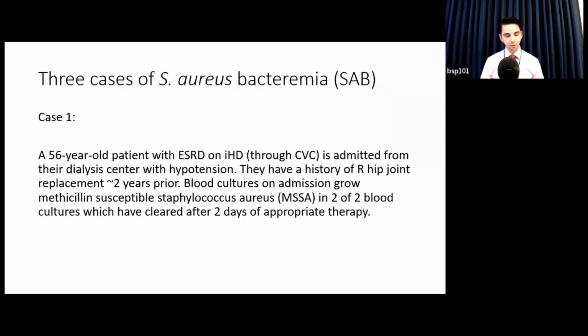So let's look at three cases of Staph aureus bacteremia. And these all are going to have different flavors to them. First case is a man presenting with hypotension from his dialysis clinic. He has a right hip joint that was replaced around 2 years ago. And his blood cultures on admission grew Staph aureus, methicillin susceptible Staph aureus, or MSSA, in 2 of 2 blood cultures, and then it cleared 2 days after appropriate therapy. I want you to look at this like you're being called about this patient. So this is case number 1.